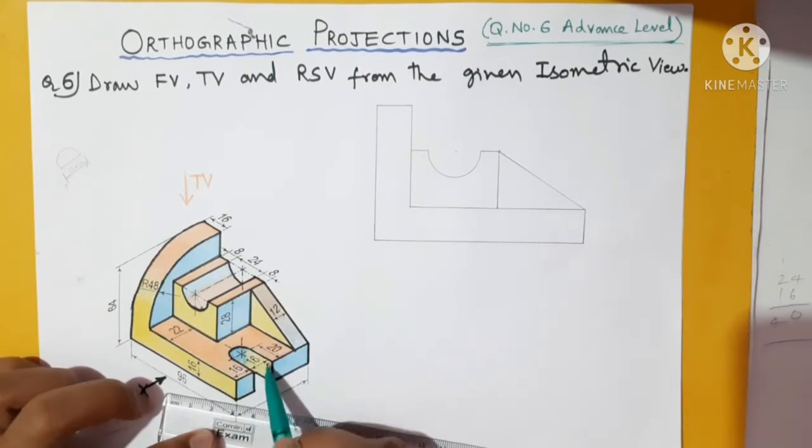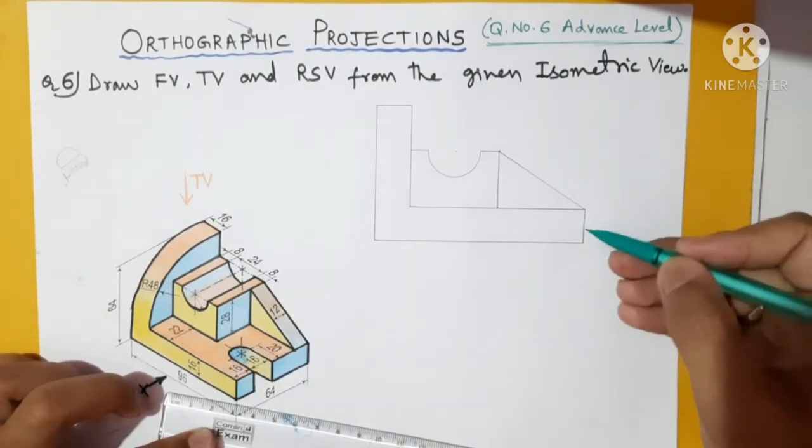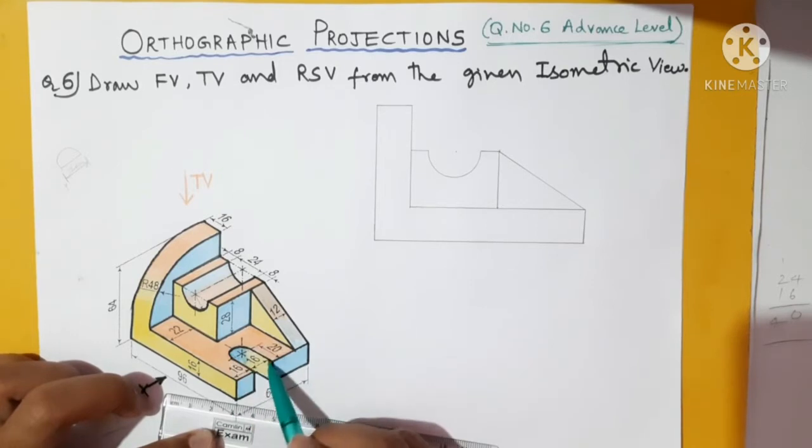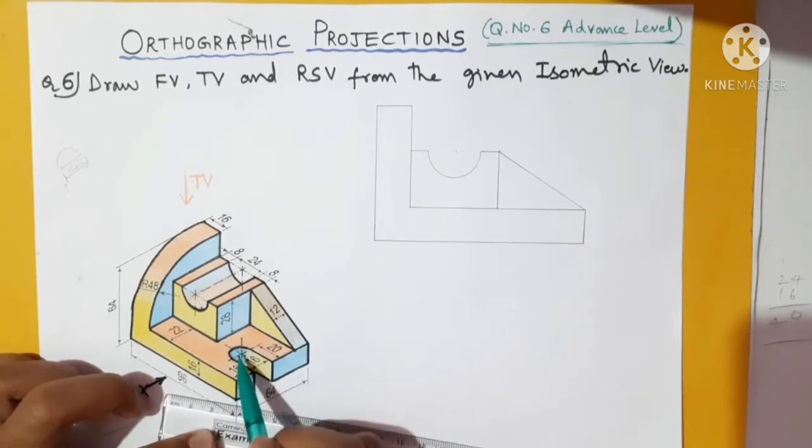So depth of this we have nothing to do because we are doing front view. In this direction how much is it? 20 plus the radius of this curve, how much? See here it is given diameter of semicircle, which is 16. From here to here it will be radius, here to here it is diameter. So here to here radius will be how much? If diameter is 16, here to here radius is 8 millimeter.